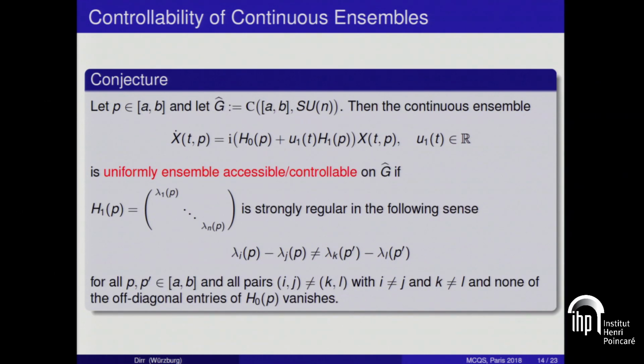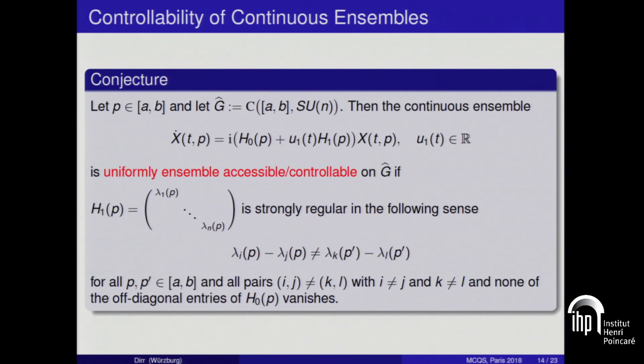Okay, this is my conjecture. I'll be honest, I cannot prove this conjecture. I can prove a slightly different result, but this is what actually I would hope to be true. So you have here a system involving an SU(N). This is your group, so the continuous curves in SU(N). You do assume that your drift, that your control Hamiltonian is strongly regular in some sense. This is the condition here.